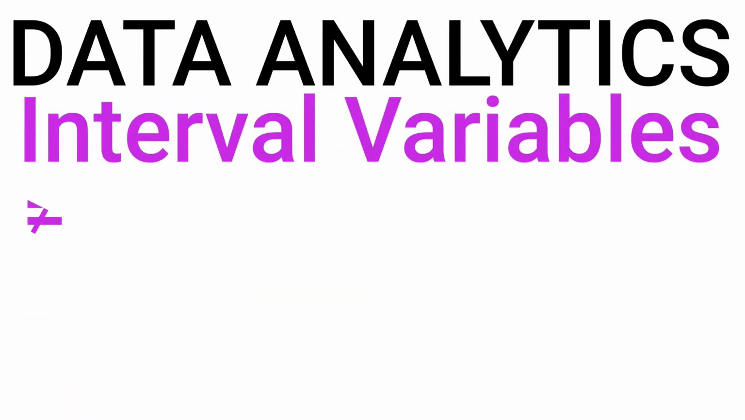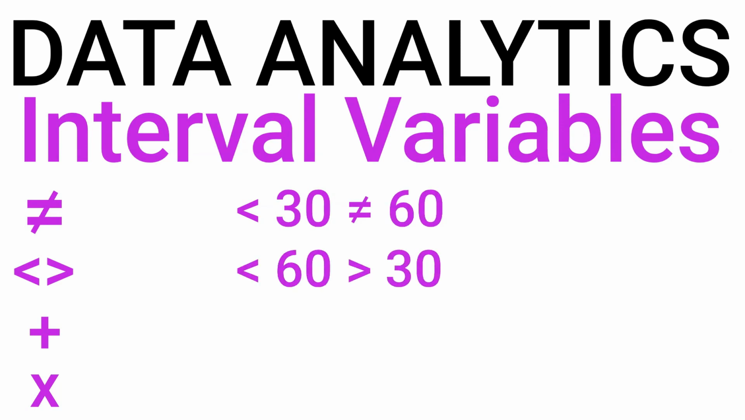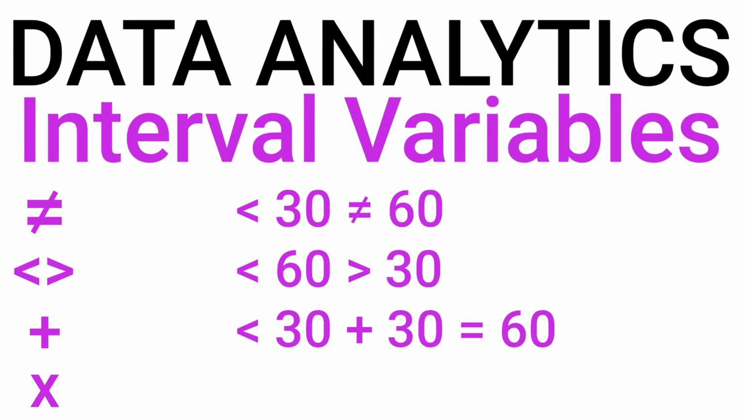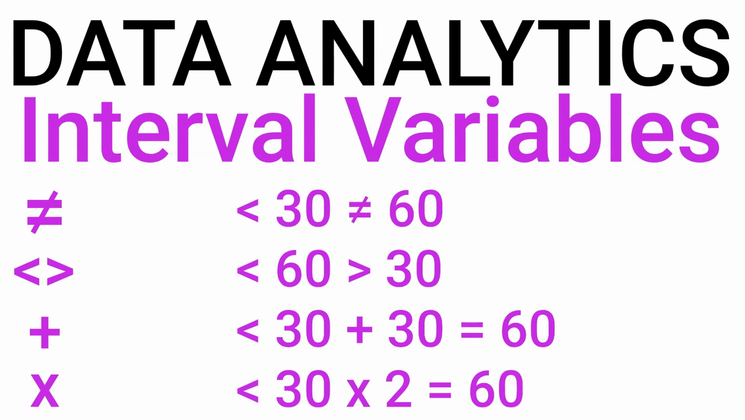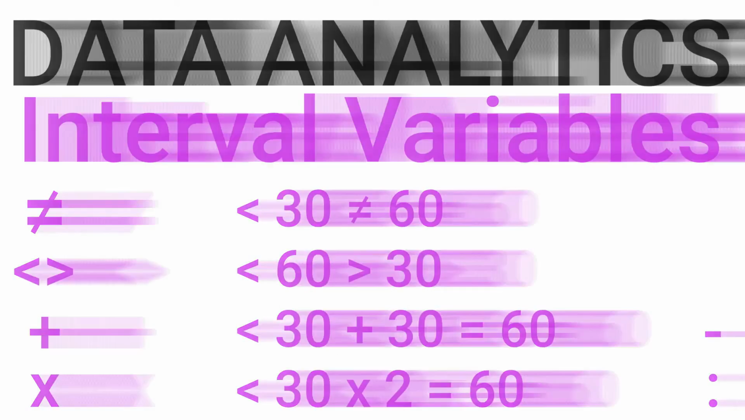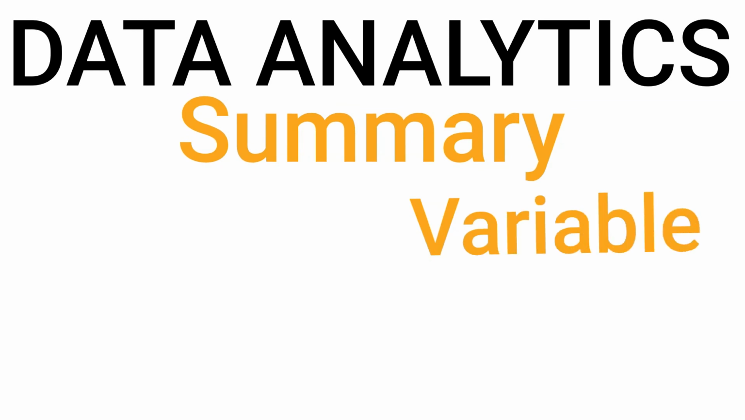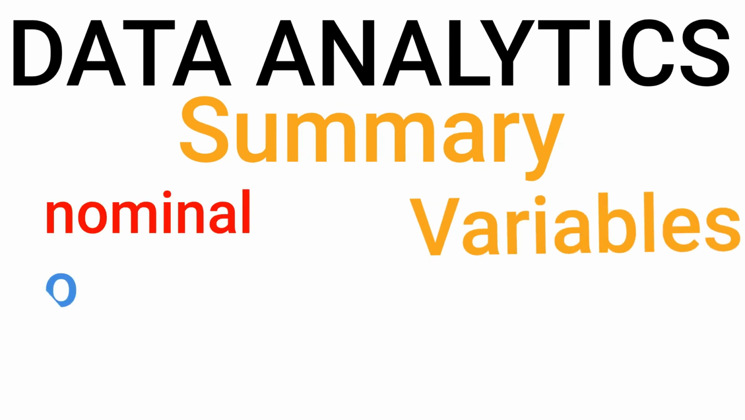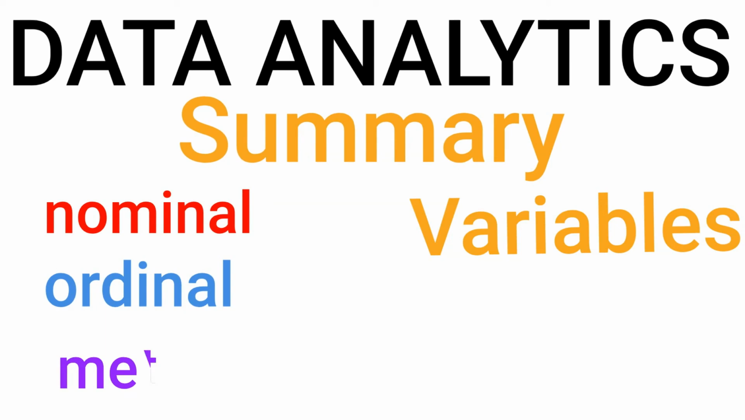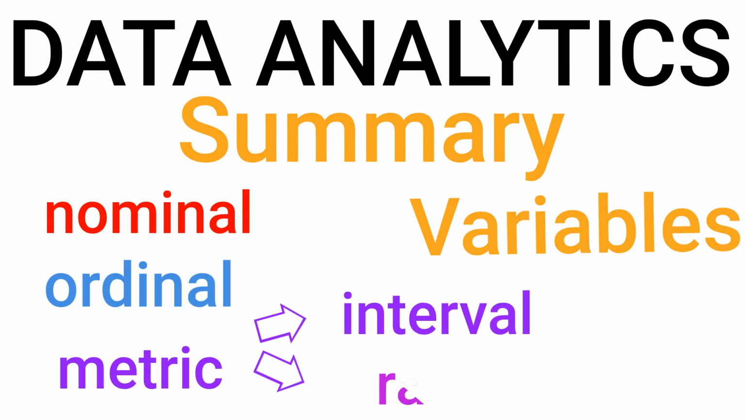Let's use the ratio variable age to illustrate the possible comparisons and operations. For instance, 30 is unequal 60, 60 is older than 30, 30 and 30 is 60, 30 times 2 is 60. Summing up, we can say that there are four types of data and variables. In this video we covered nominal, ordinal, interval and ratio variables. In the next tutorials we are going to analyze each type in more detail.